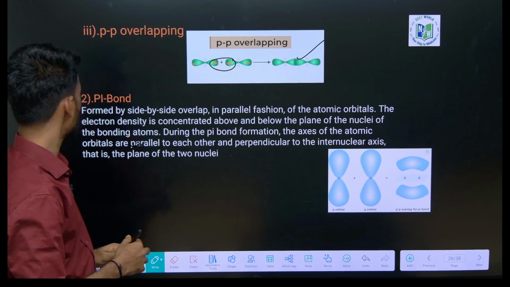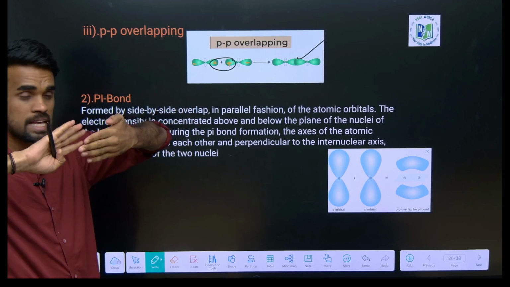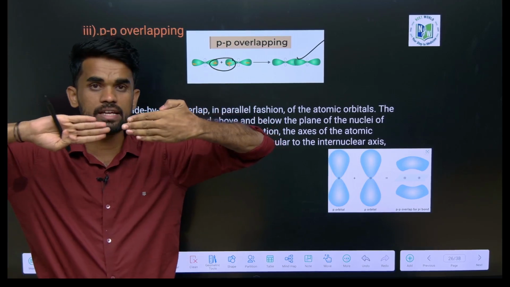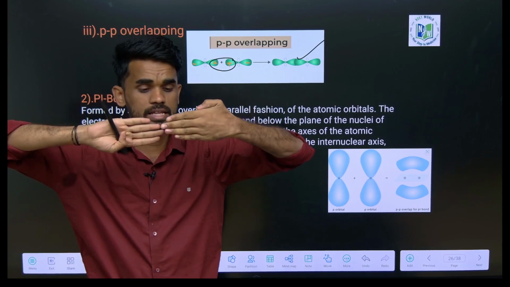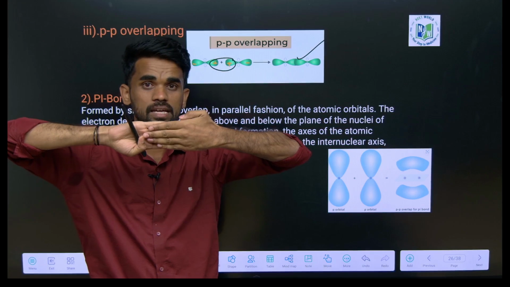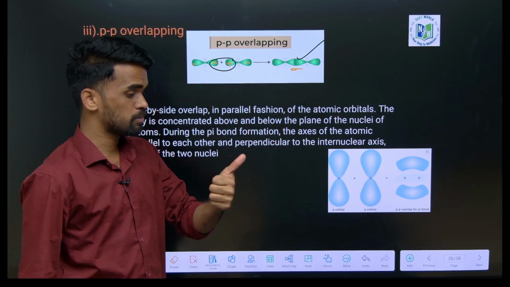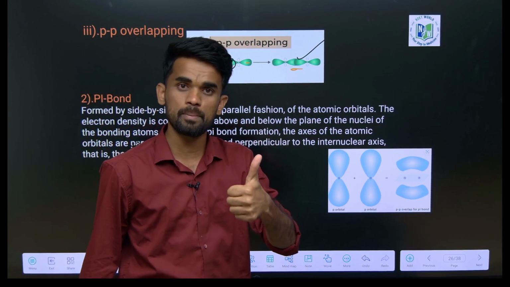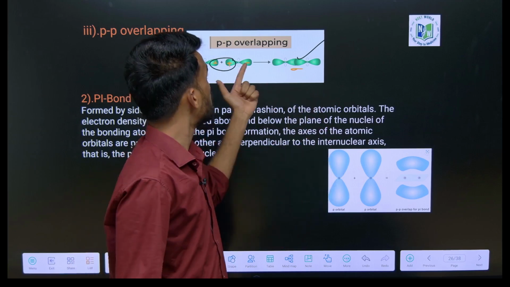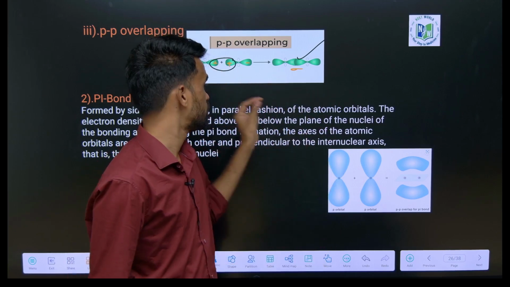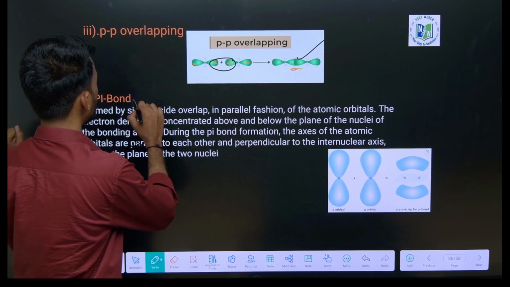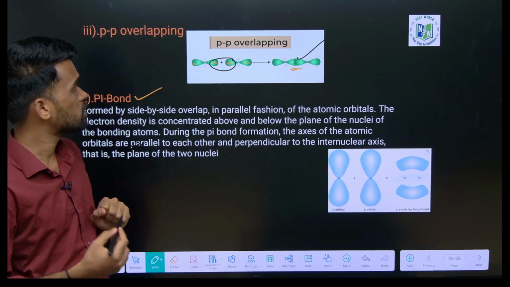then the overlapping will be in-phase or positive overlapping. Next, this is about the axis. Both are along the axis now. So both orbitals are along the same axis, which results in a sigma bond. Sigma bond formation takes place from SS overlapping, SP, or PP overlapping as well. Now here we can also get a pi bond. So how is this pi bond formed?